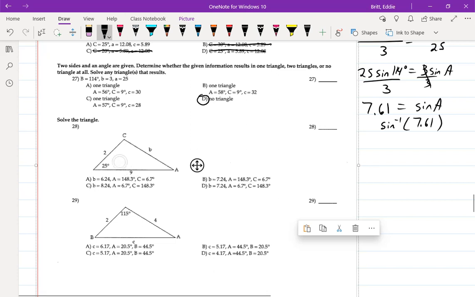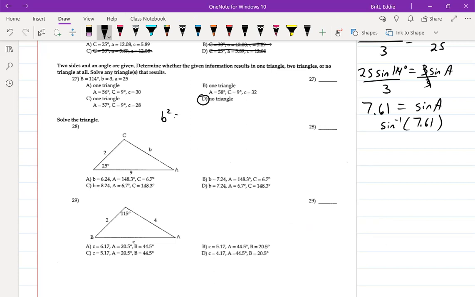All right, so since we know 2 of the sides and the included angle, we can solve for side B. So we want to use the formula b squared equals a squared plus c squared minus 2ac times the cosine of angle B. So b squared equals 2 squared plus 9 squared minus 2 times 2 times 9 times the cosine of 25 degrees, because if this is side B, this has to be angle B.